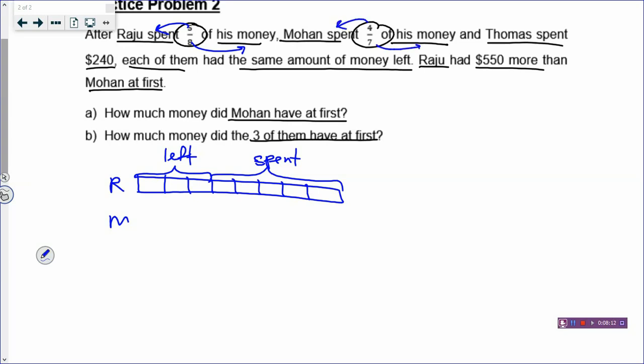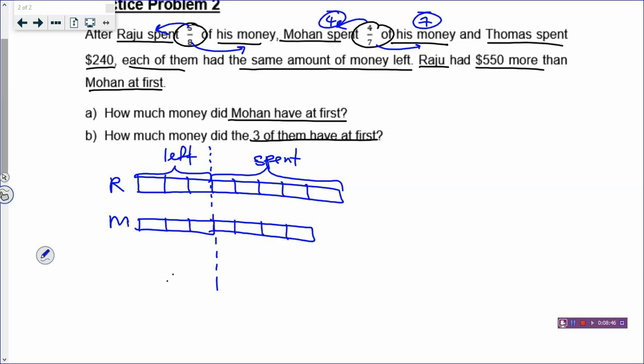So which means that I'm going to draw a dotted line to show the equal. Now if you recall the earlier lesson in 2019, how do you show equal? We draw a dotted line to show equal. So which means that Mohan's money left will be until here, right? Mohan's money left, right? And how many boxes left? If you look at 4/7, that is what he spends. So he must have 3 boxes left, right? 3 boxes left because he spent 4 boxes, and he has a total of 7. You can see that Mohan has a total of 7 and he spent 4 boxes, so he has 3 boxes left. How about Raju? Raju has a total of 8 boxes, he spent 5 boxes, and he has 3 boxes left also.